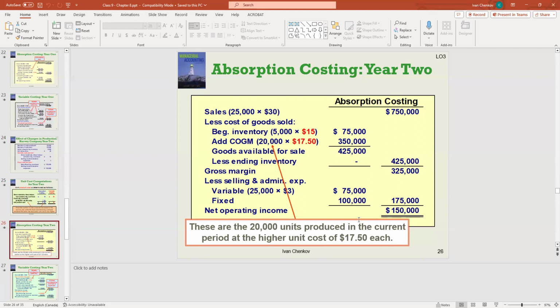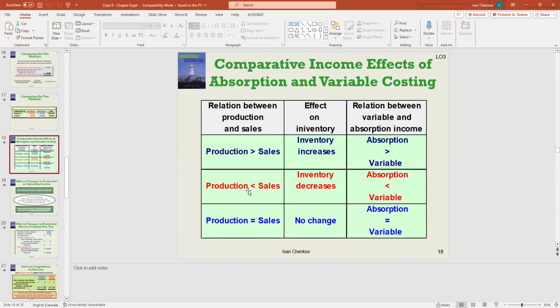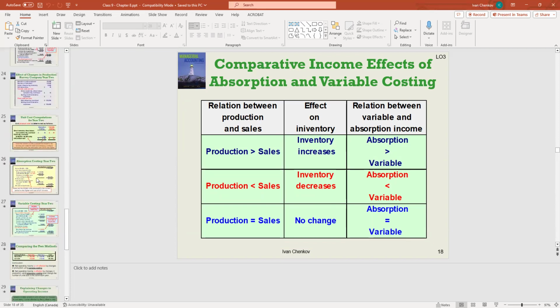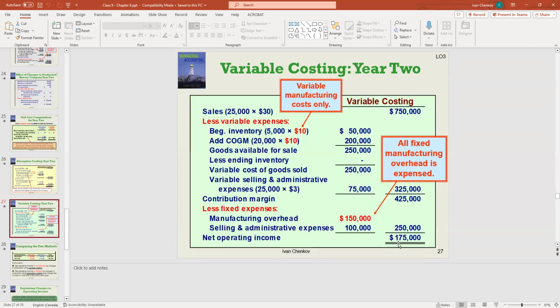Now, since we moved from high inventory to zero inventory, as you remember in this chart here, once we're selling more than we're producing, the variable costing is going to produce higher income than absorption. How much higher in this case? Well, it should be exactly the amount of the difference in inventory, which is exactly $5. So we expect to see the variable income $25,000 higher than the absorption. Let's see if this is going to happen. Well, it does happen.